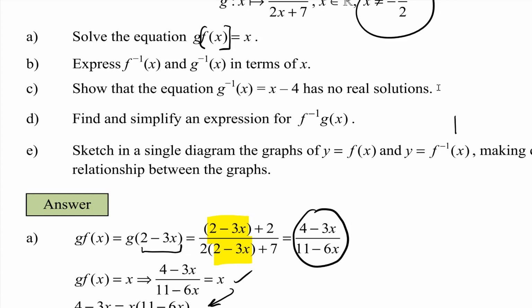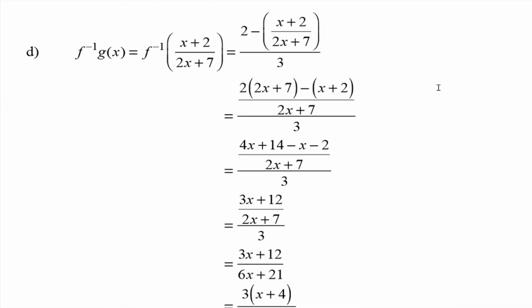Okay, but we want to find and simplify an expression. Expression means we want an algebraic expression out here, not numbers. So remember, starting from the inside out, g of x is x plus 2 over 2x plus 7. And the inverse function we worked out for f in part B was just 2 minus x over 3. So we just replace x with x plus 2 over 2x plus 7, and that gives us this step here.